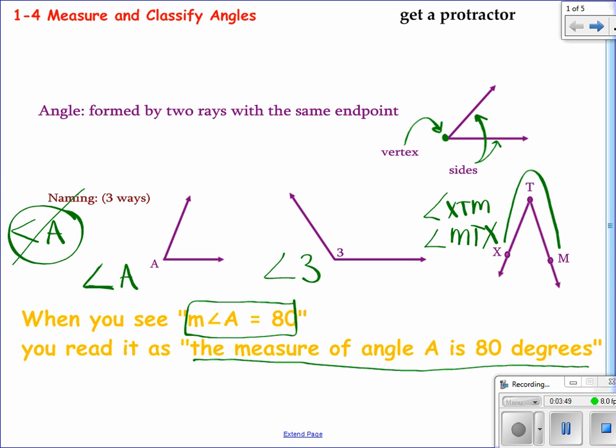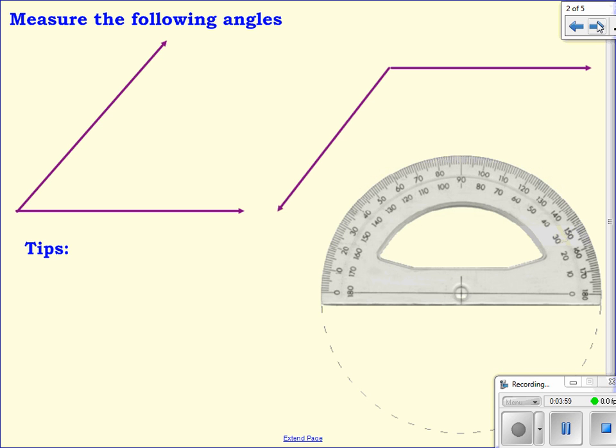Questions on the basics with angles here? Okay, that's the groundwork that we're going to use in the rest of the notes. All right, how to use your protractor. Most of you have used one of these before, so this will be a review, but we're going to write down some tips as we go along.